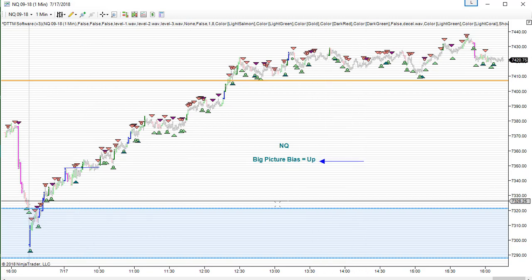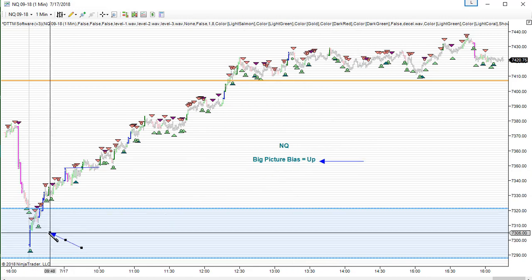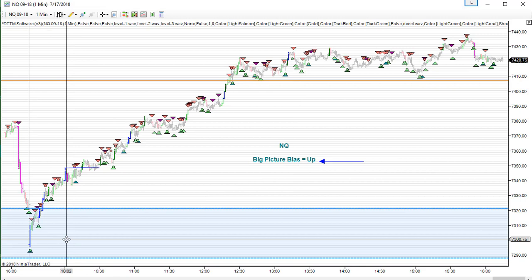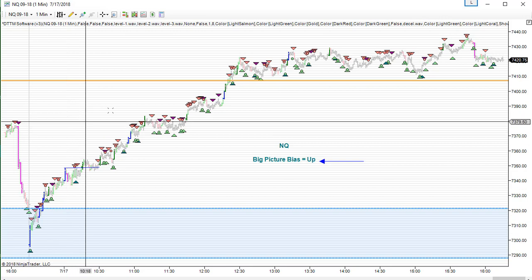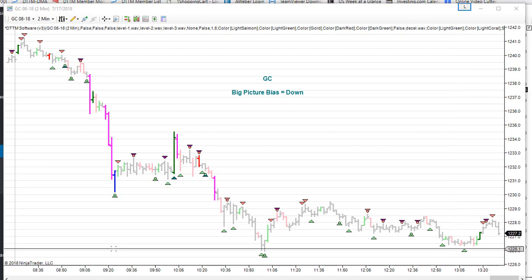And that was our expectation heading into the day. So when we see the aggression bars are matching what we would expect, that's a pretty good sign. Again, nothing's perfect. It's not the holy grail, nothing like that. But it's telling us that this is a pretty good scenario for buyers today. And so that's what we saw here in the NQ. Here's an example from gold today.